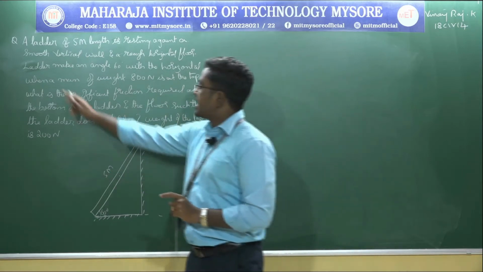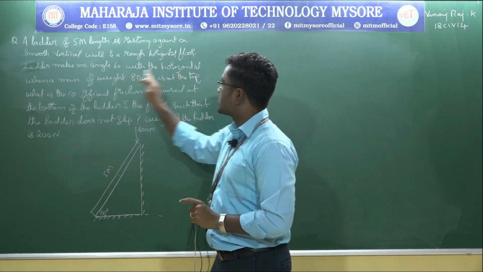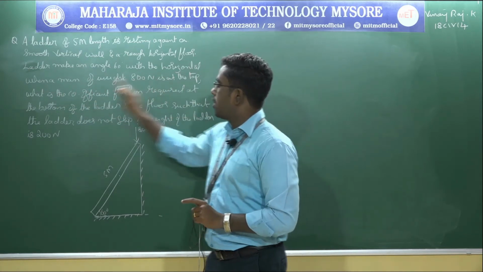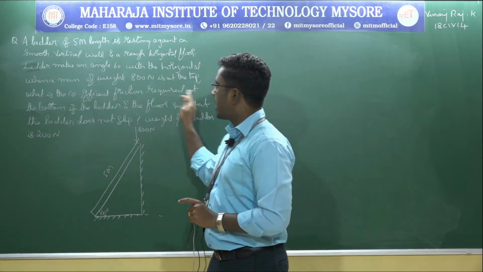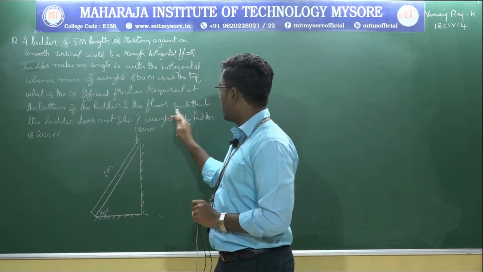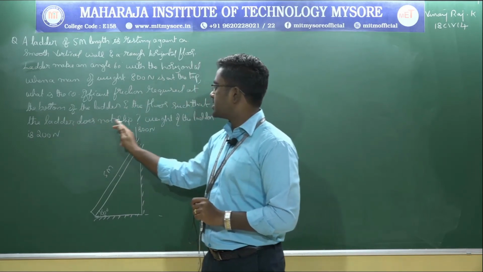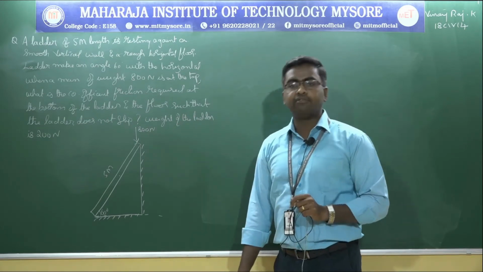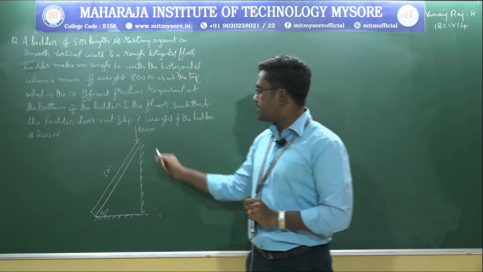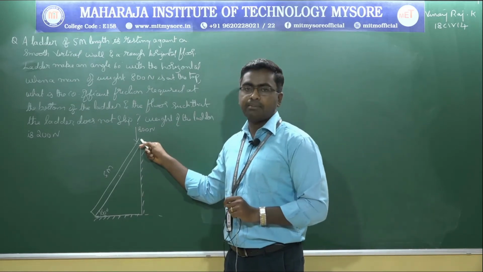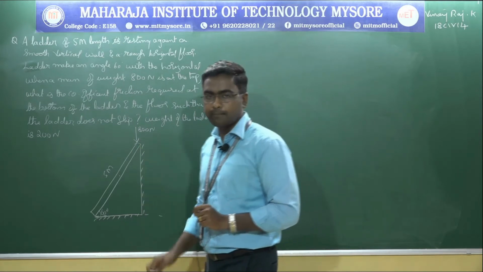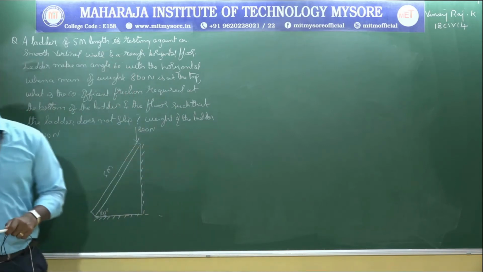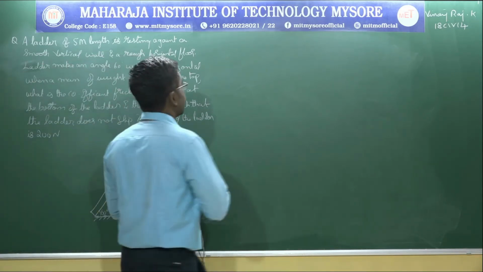Next, the ladder makes an angle of 60 degrees with the horizontal when a man of weight 800 Newton is at the top. What is the coefficient of friction required between the bottom of the ladder and the floor such that the ladder does not slip? The weight of the ladder is 200 Newton. The self weight of the ladder is 200 Newton and the man is at the top of the ladder and the man's weight is 800 Newton. So in order to solve this problem, first I need to draw the free body diagram for this ladder, right? So first let us draw the free body diagram for the ladder.